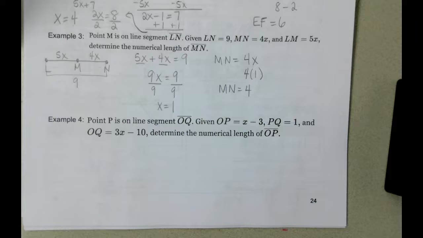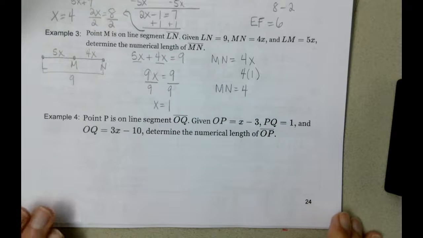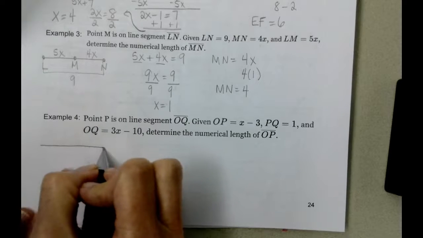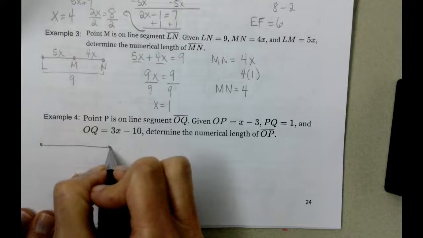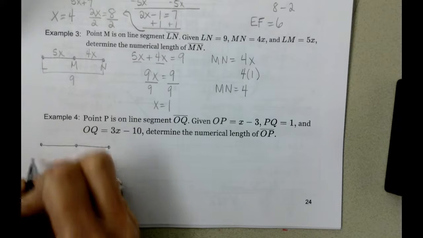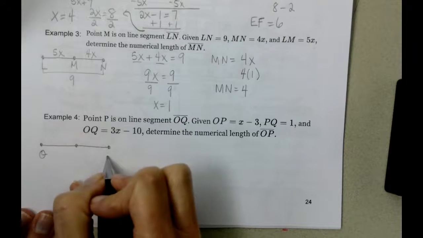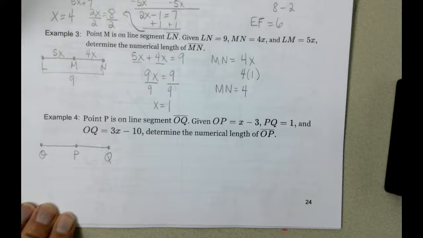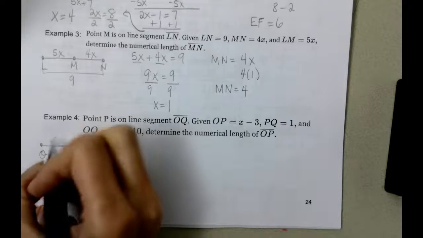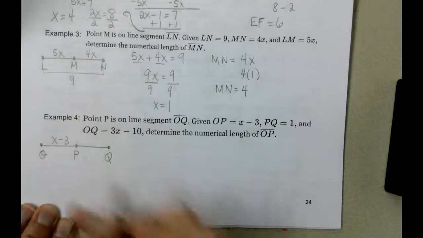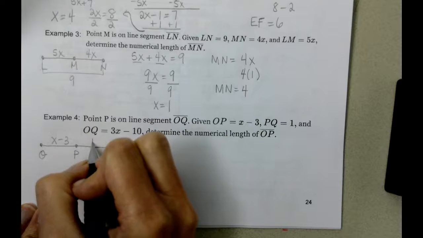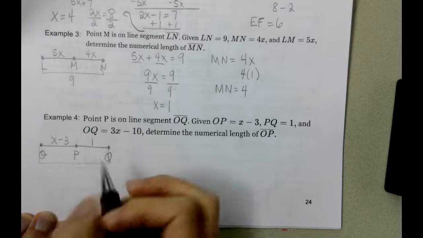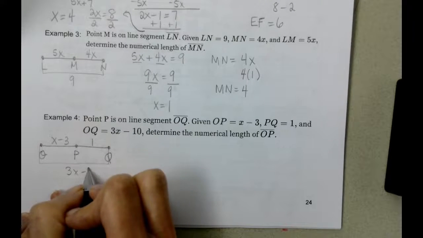Last example here on page 24. Point P is on line segment OQ. Your picture doesn't have to be fancy. Here's OQ. Point P is on OQ. And then we can label. Given that OP is x minus 3, PQ is 1, and OQ, the entire length of our segment, is 3x minus 10.